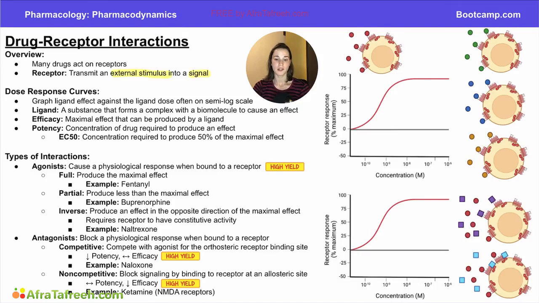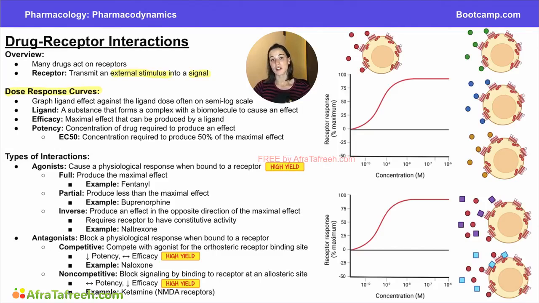A great way to understand drug mechanisms and properties is by seeing how they affect receptor signaling using a dose-response curve. These curves are very similar to the Michaelis-Menten curves we talked about back in enzyme kinetics, but instead of plotting substrate concentration on the x-axis, they plot ligand concentration. Recall that a ligand is just any substance that binds to the receptor. So this could be either the receptor's endogenous binding partner that's naturally found in the body, or it could be a drug that's been designed to interact with that receptor.